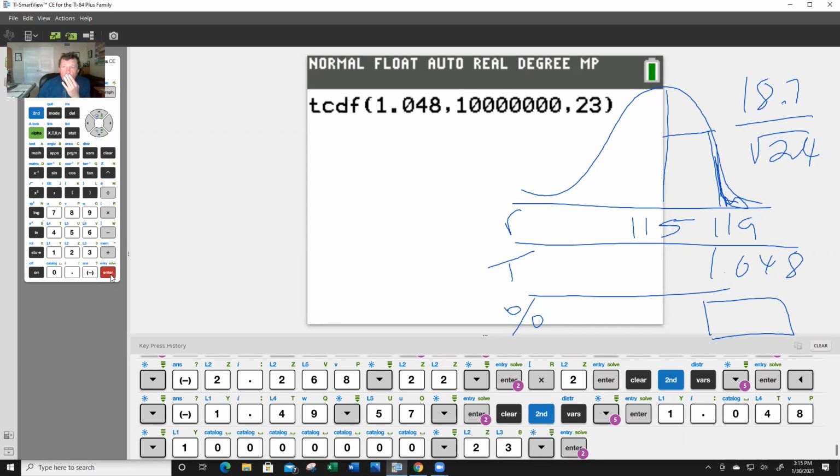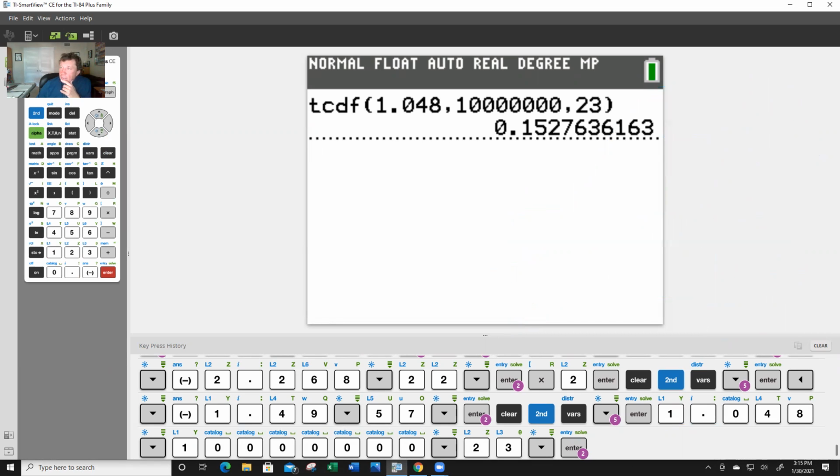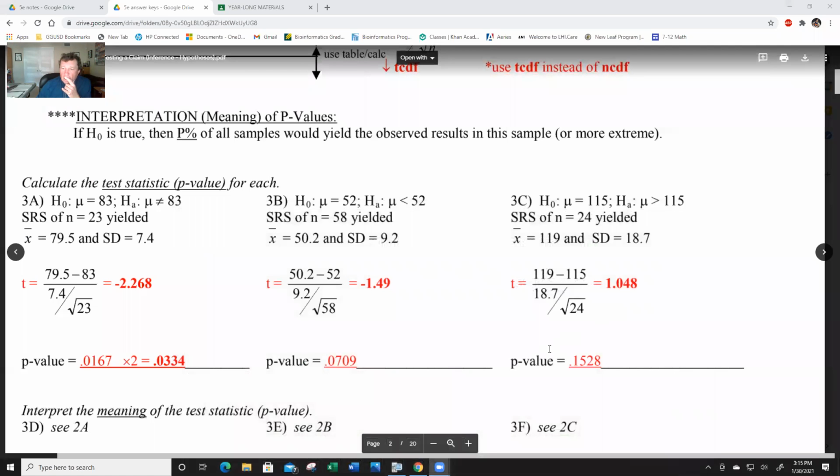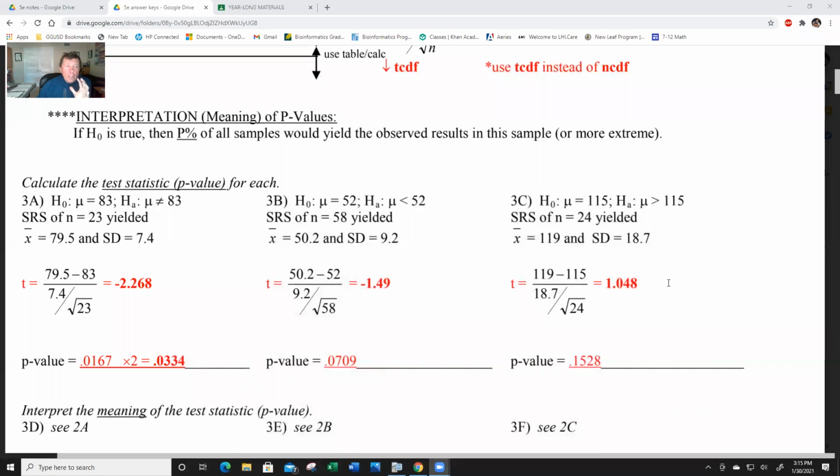All right, and there we go, about 15% chance this would happen by chance. 0.1528, okay? So if you need to pause that, go ahead and clear this, go back to, yeah, 0.1528.